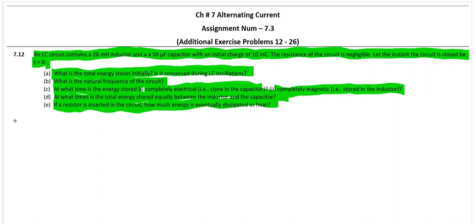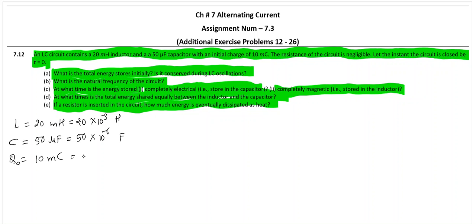Let's start with data collection. We have L, 20 millihenry, that is 20 into 10 raised to minus 3 henry, given. Capacitance C is 50 microfarad, that is 50 into 10 raised to minus 6 farad. Initial charge, let it be Q0, that is 10 millicoulomb, so 10 into 10 raised to minus 3 coulomb. And then we have several questions given.